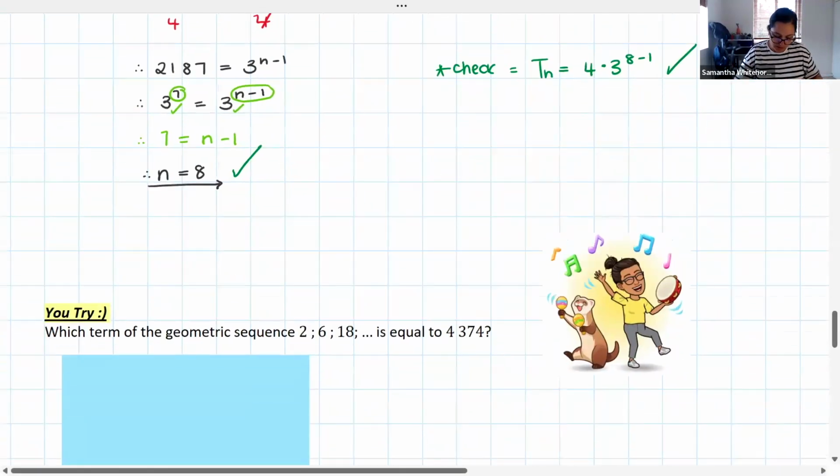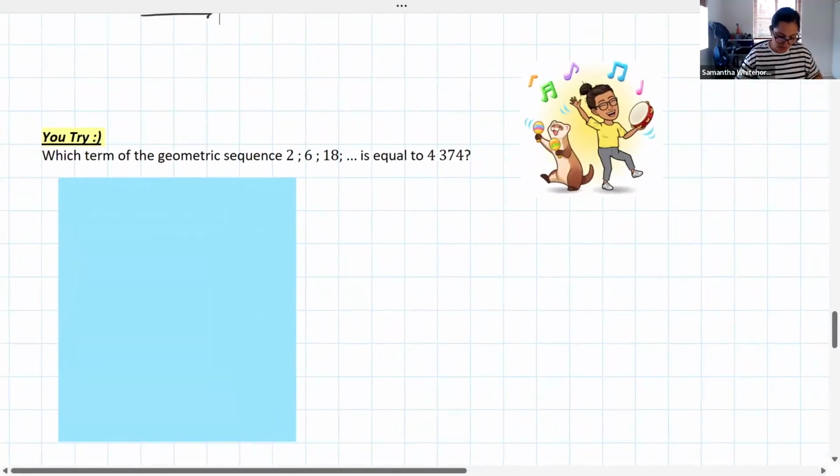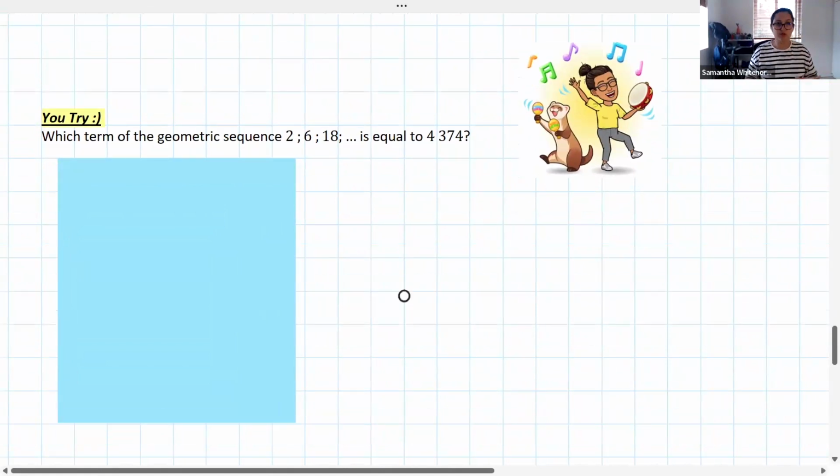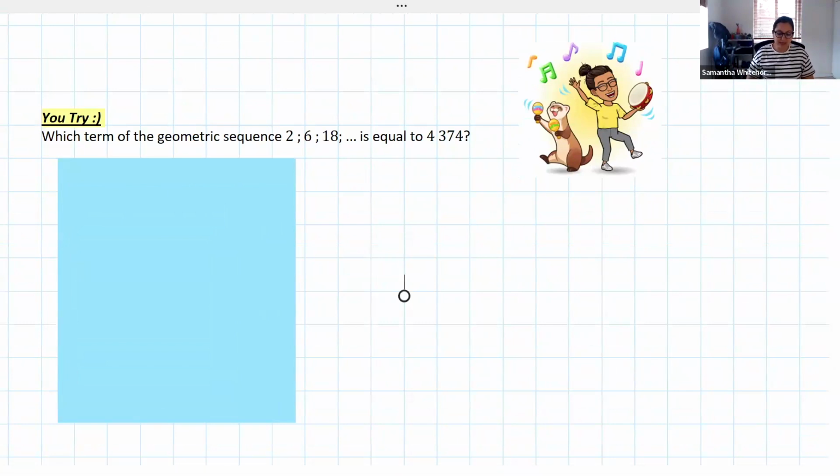All right, so here is your you try question. There's no medium or hard here, it's just try it. Which term of the geometric sequence 2, 6, 18 is equal to 4,374? So I'll give you a few minutes, give it a try. Let's see what we come up with. Again, put your answers in the chat, it might help someone. I'm going to mute myself and not talk and disturb you.